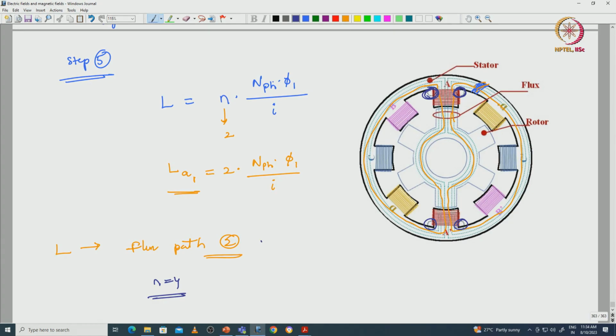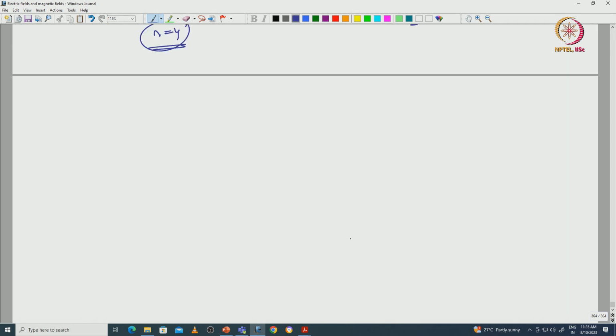With respect to the last lecture, in region 1, flux path 1 we have calculated, and flux path 2 we will calculate in this lecture. With respect to flux path 2, that is leakage flux path 2, we have 4 loops. This is 1, 2, 3, 4 leakage fluxes, n is equal to 4 in the first step, and in the second step we have to find the length.